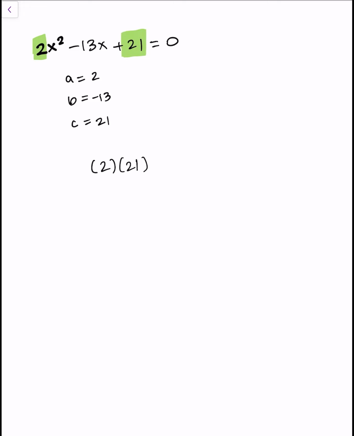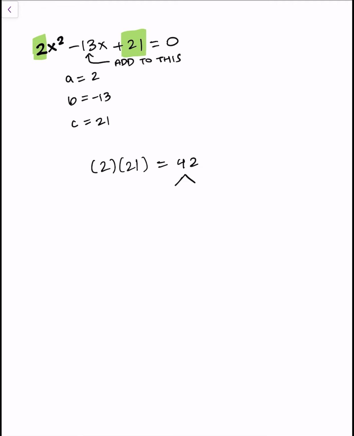The next example is 2x squared minus 13x plus 21 equals 0. In this example, a equals 2, b equals -13, c equals 21. And just like last time, we're going to multiply a times c. So 2 times 21 equals 42. And then we're going to find two values that multiply to 42, but add to this, b.